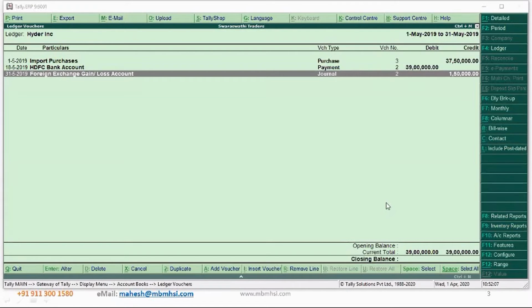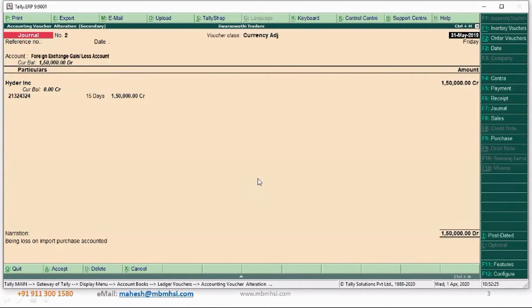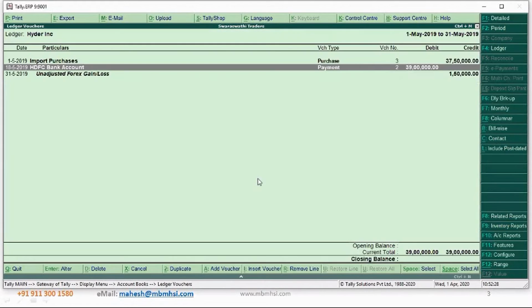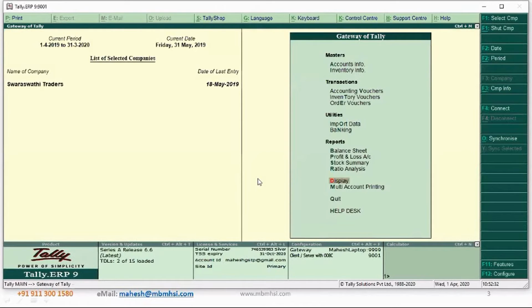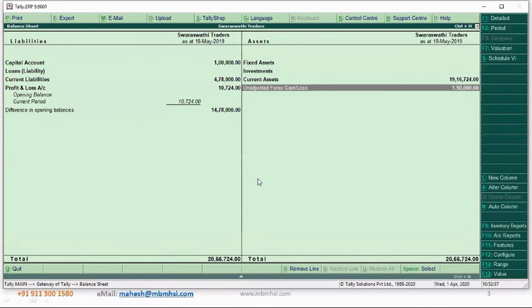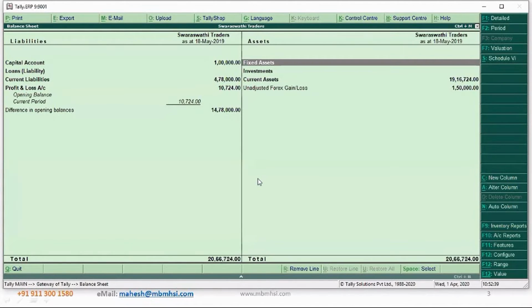Okay, so I'm just showing once again how to pass the journal entry. I'm just deleting this transaction for the learning purpose, and once again doing this transaction. So I've just deleted it. Now I've not made this entry because I've deleted it. So in your balance sheet, you still have unadjusted foreign exchange gain or loss of 1,50,000.